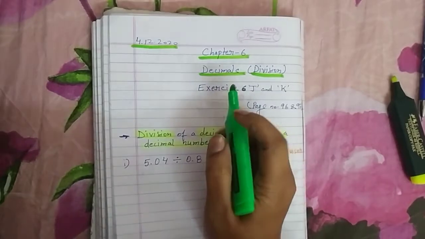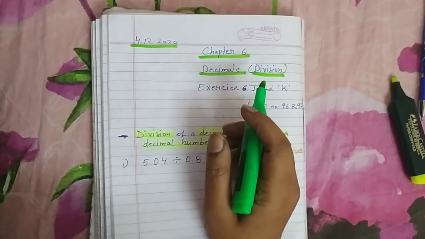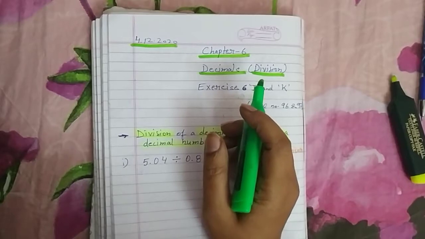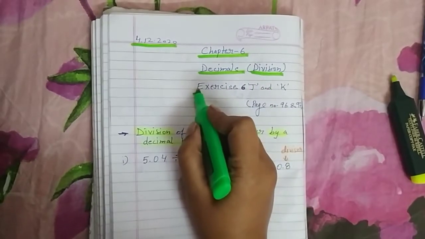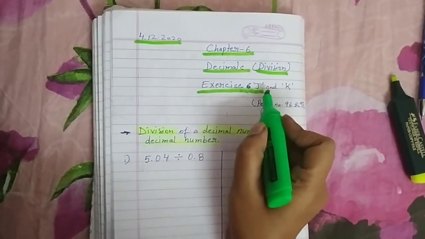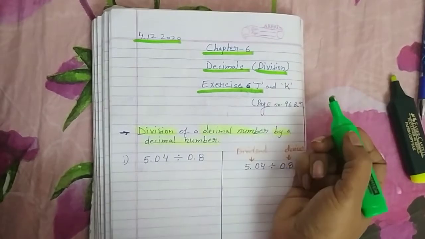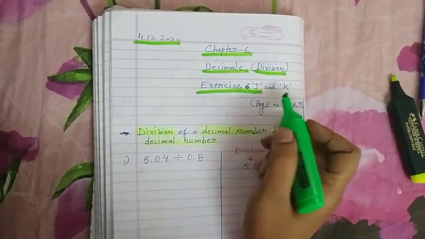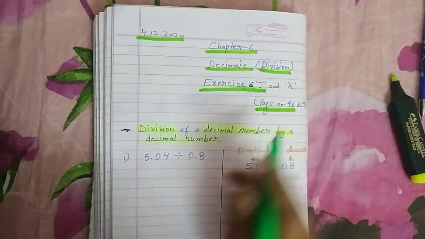Yes, in our last class, we have done division of decimal number by counting numbers. Today we are going to start with exercise 6J, which is given on page number 96.